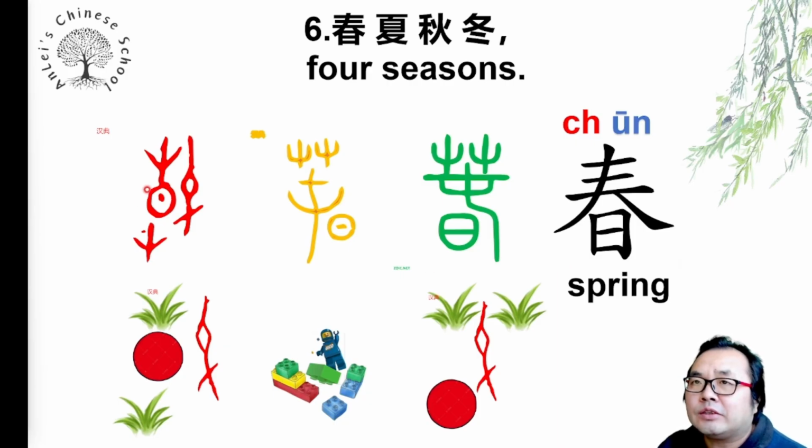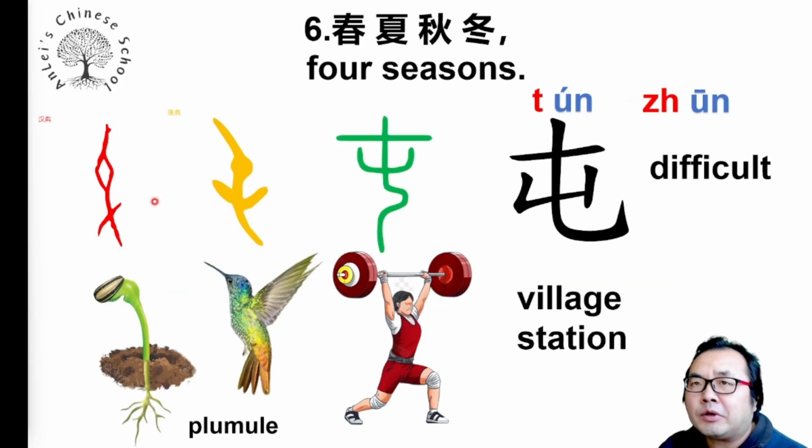We learned the sun, 日, the grass, 艹, and what's this red part? Let's break it down. In oracle inscription, this character is like a plumule, same as the bronze inscription. Looking at the small script, the horizontal stroke on the top is like the ground. The seeds sprout, just like a weightlifter, pushing through the earth. Another pronunciation is zhūn. That means difficult, but it's not popular. The popular pronunciation is 屯, tún.